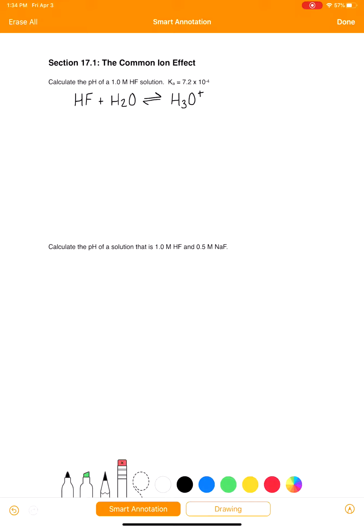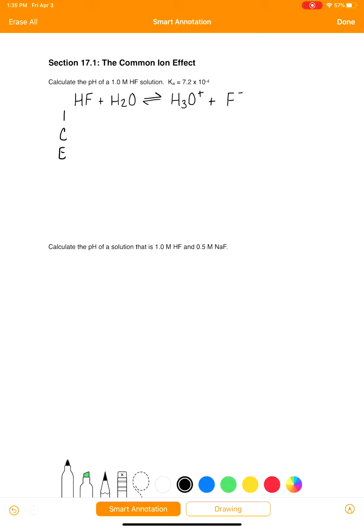So that's one of our products. And the second product that we get in this reaction, we have to figure out ourselves what that second product is. So we're going to ask ourselves, how did that H3O+ get formed? Looking at the reactants, we can see that HF moved one of its hydrogens over to the H2O. And when it did that, the HF turned into F-. So there's our balanced equation. We're ready to make an ice table for that equation.